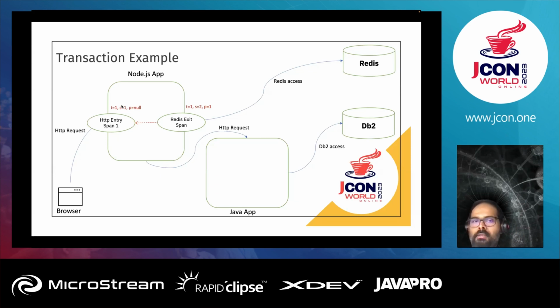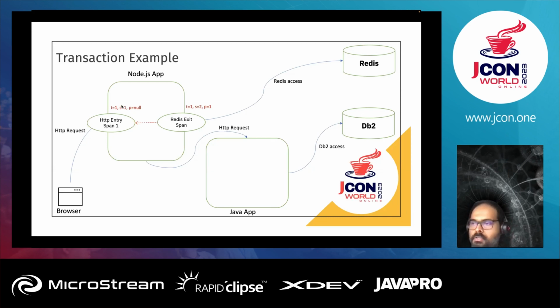So it created a span. Then P is the parent ID. As you know, this is the first span, and there is no parent on the left side, so it is null over there. Now it has made a Redis call. As soon as it hits the Redis call, it's an exit span, because it is going outside to Redis and exits. And as you see, the span data is already recorded now.